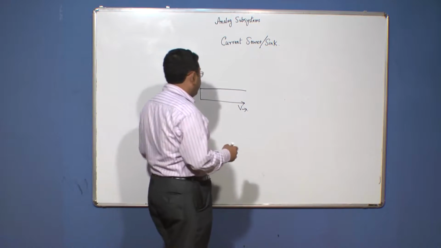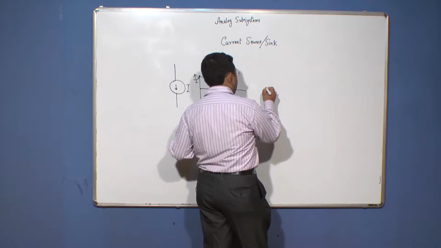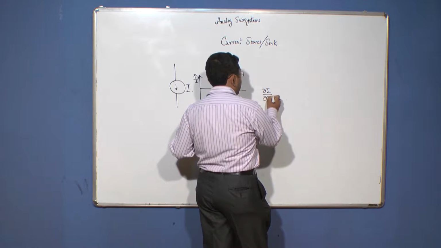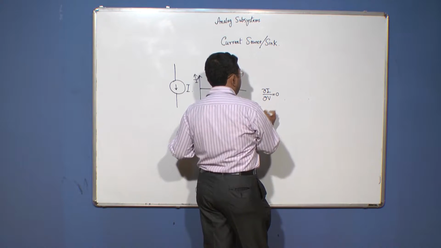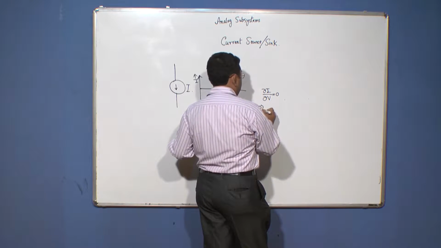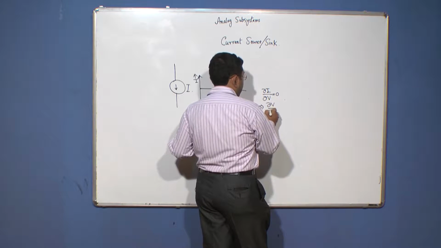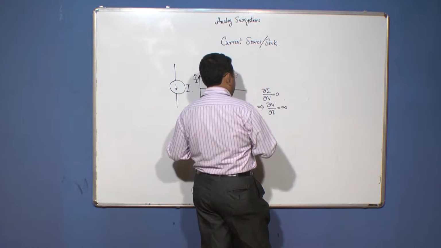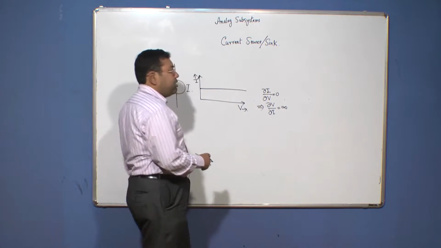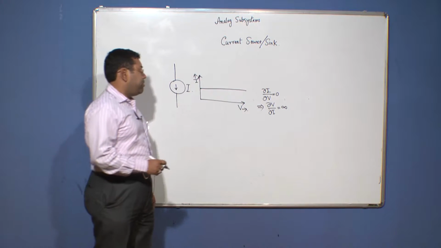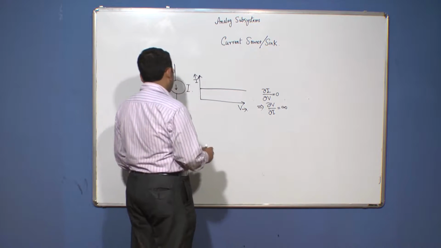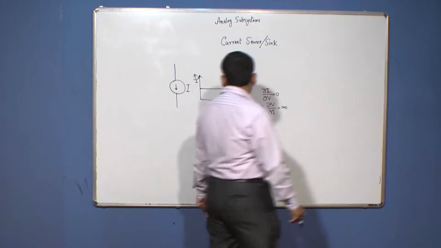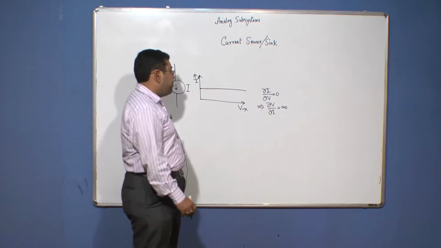So, now if you take del I by del V, that is equal to 0, which implies del V by del I equals infinity, which means that the current source has got infinite output resistance. So, an ideal current source should have infinite output resistance.